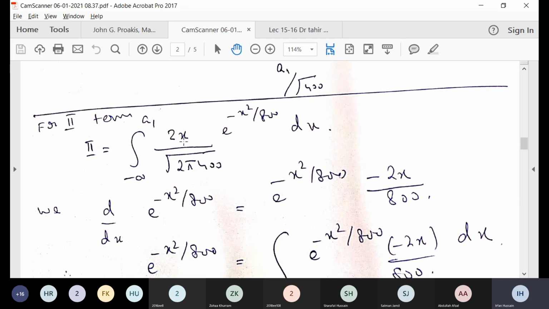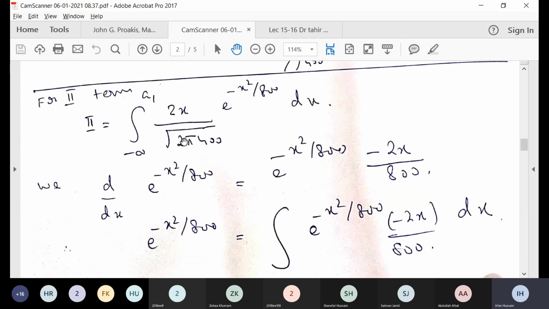And these are famous tools that must be well versed, especially for communication engineers of the signal processing domain. I told you communication engineers are of two types. One are the electronics type, which go with circuits and electromagnetics, and the other go with signal processing. So this term, how can I solve this integral? I apply a trick. I know the derivative of this term is this thing. Derivative of this will be minus 2x over 800.